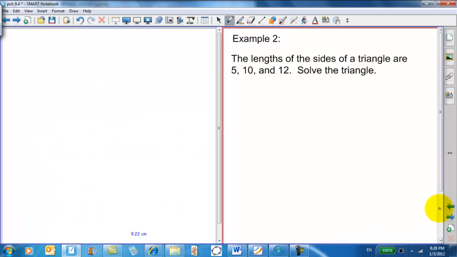Okay, in example 2, the lengths of the sides of a triangle are 5, 10, and 12. Solve the triangle. So that means find all the other three angles. 5, 10, and 12. Well, 12 is the longest side, and then we've got a side 10, then we've got a side 5.